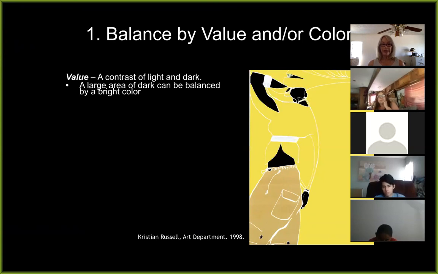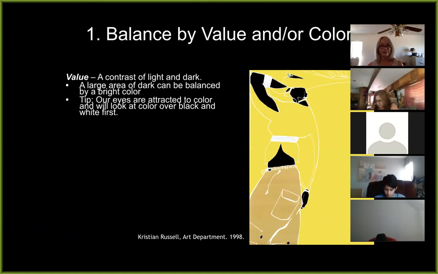And if you keep in mind that you can balance a large area of dark with a bright color, or conversely, what we saw in that earlier one, a large area of not so bright color or texture with a small, darker color. And our eyes are attracted to color, and then they'll look at black and white.